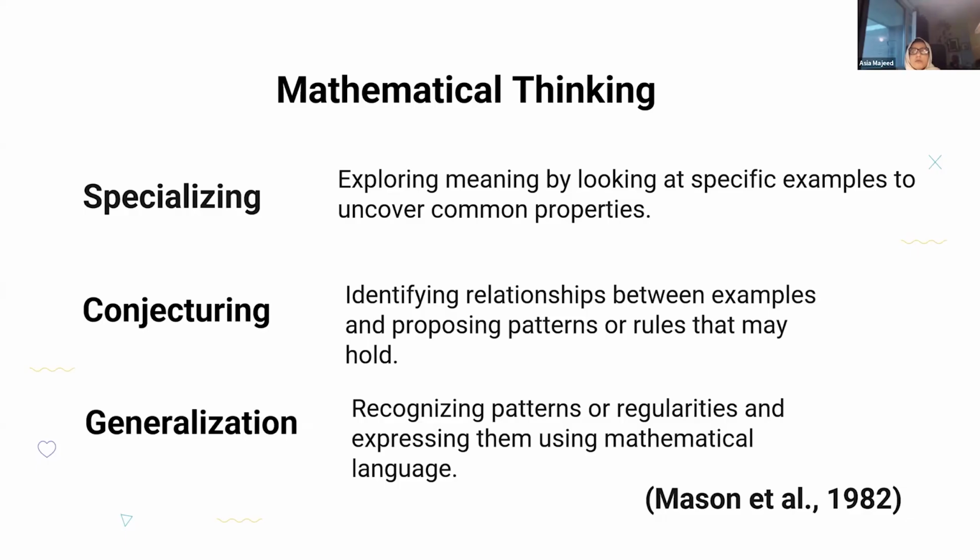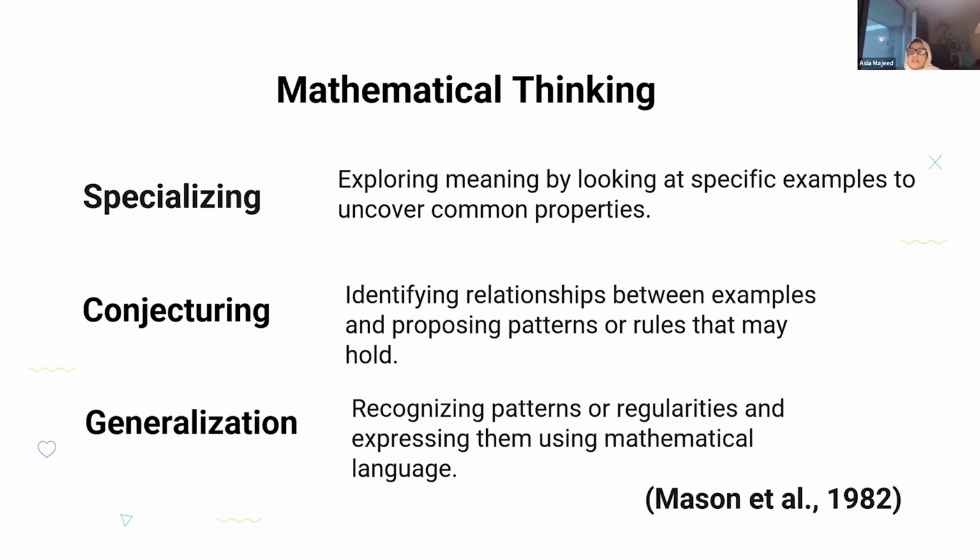Conjecturing means that once the student notices a relationship, they begin forming hypotheses. They test and refine their ideas, asking questions like, does this rule always hold? Or what if I change this variable? MapleLearn's interactive features such as sliders and live computation make this process immediate and visual.